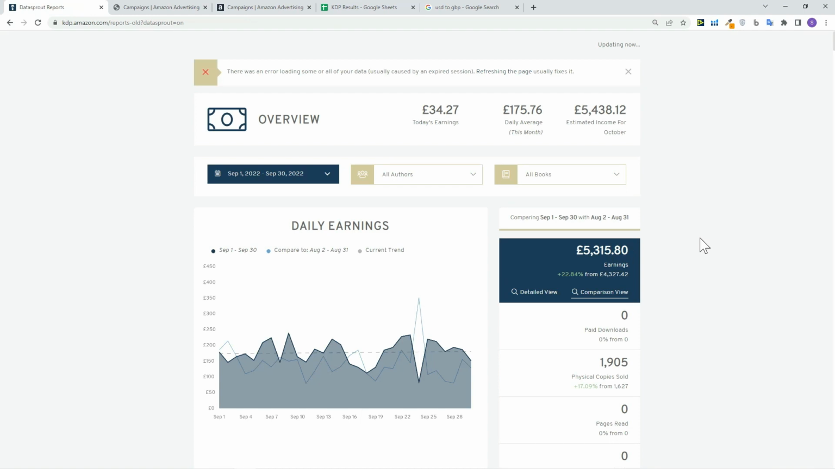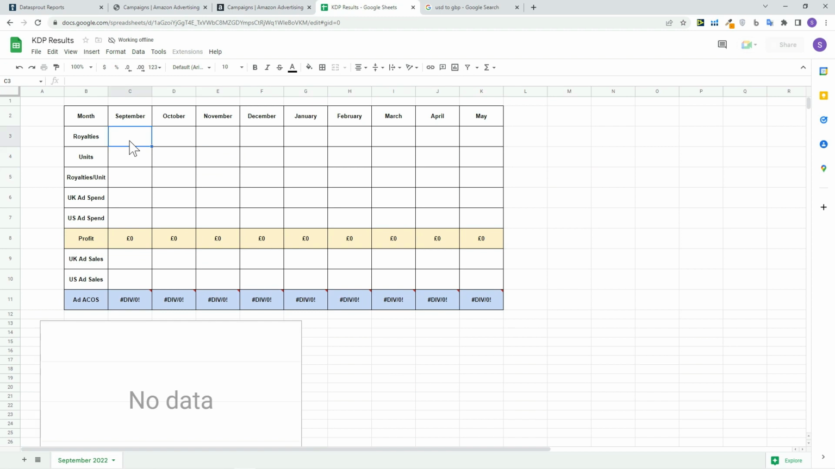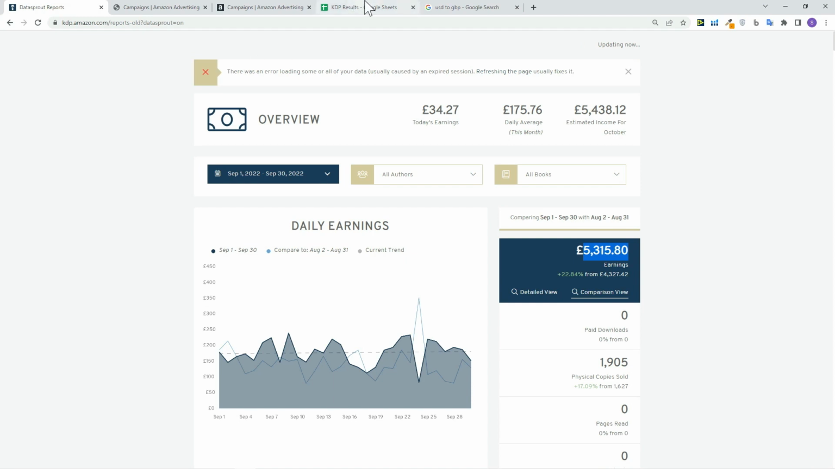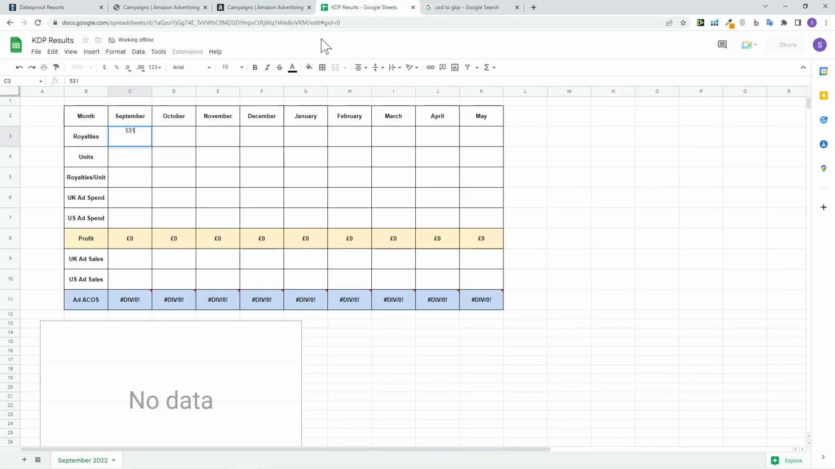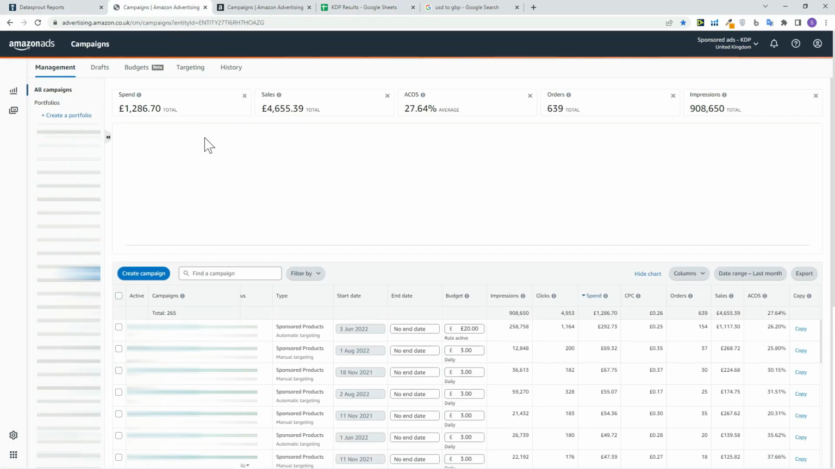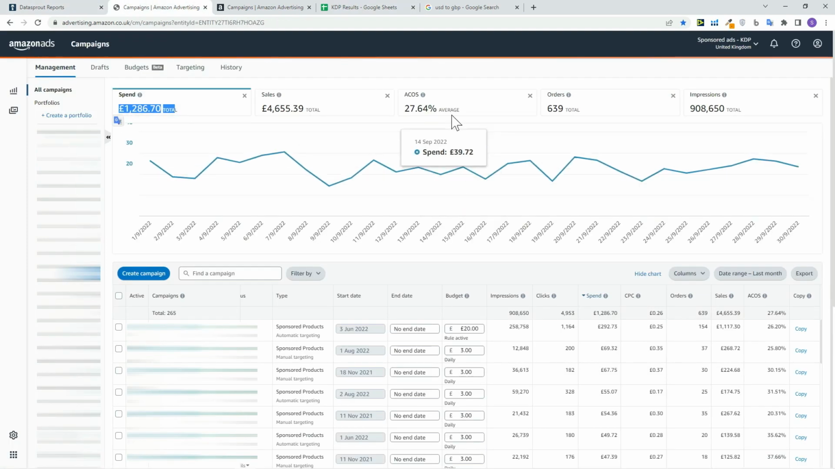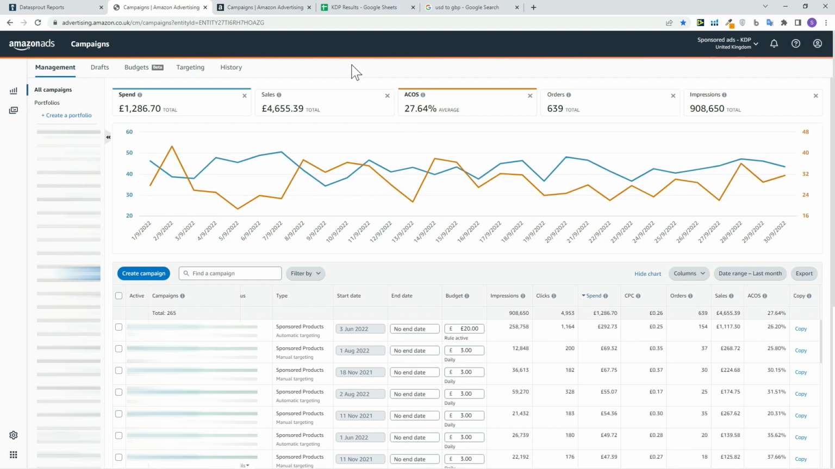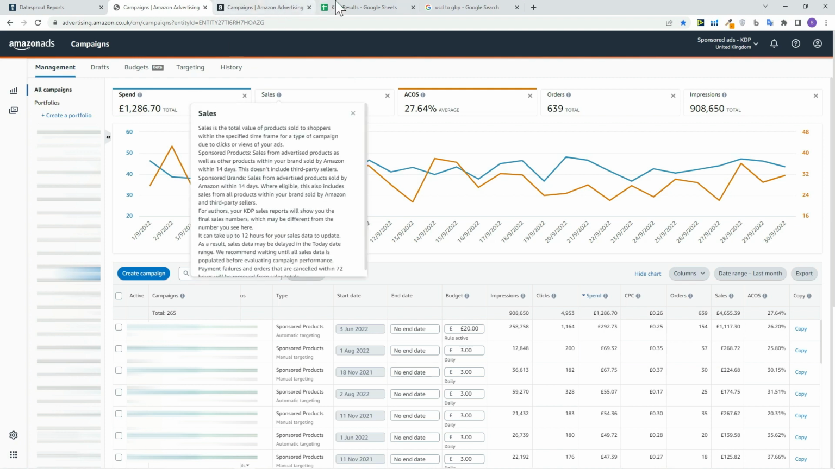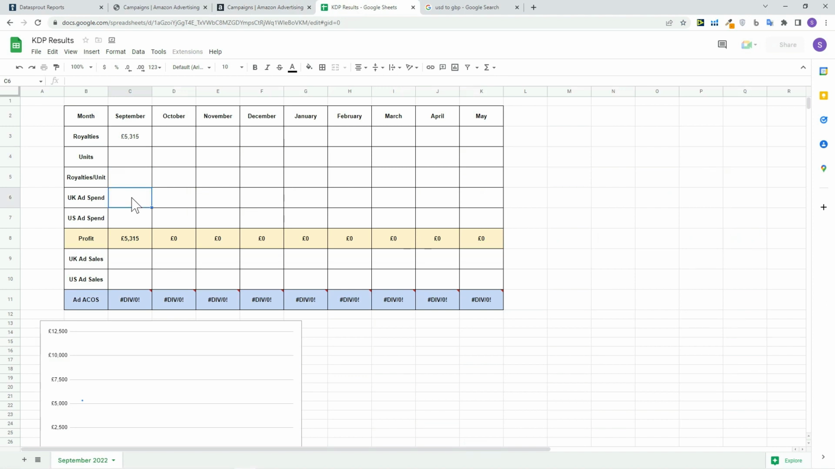So going into the first section, we're going to go through the actual income that I made from KDP. In September, so September the 1st to September the 30th, I made £5,315 worth of royalties. I am doing all of this in pounds because obviously I am from England myself. So 5,315 we're going to put in there. And then in terms of the UK ads, I spent 1,286 with a 27.64% ACOS. So quite happy with that, considering my break-even ACOS is about 36%. So I'm definitely profitable on these ads. So 1,286 was my actual UK ad spend.